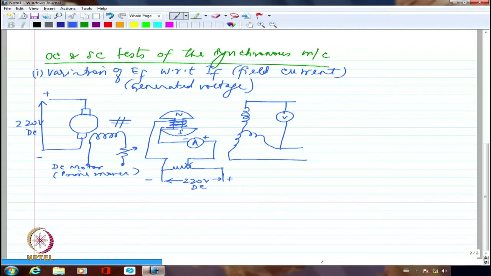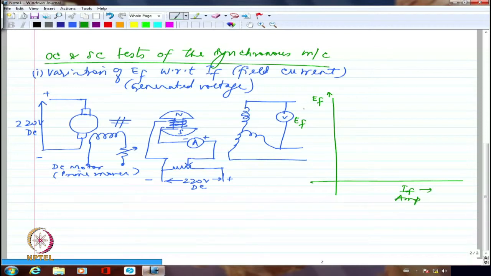So I keep on increasing the field current of the synchronous machine, and then I note down what is the voltage generated. So I am going to get essentially a characteristic somewhat like this. So this is EF. So I am measuring EF and I am going to have IF. So this is in amperes, of course this is in volts, and then I am going to have a characteristic somewhat like this. So this is what is my OCC.